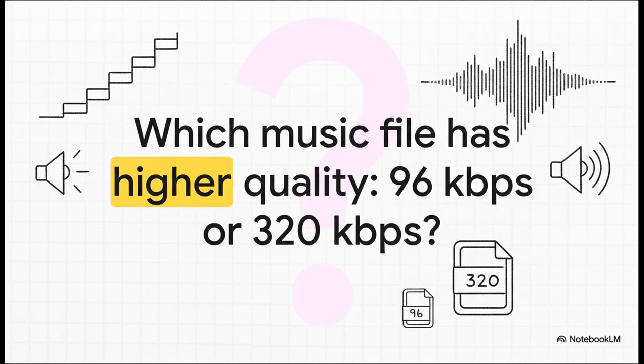All right, last one. Let's bring it all back home to something you use every single day. Music. You see two MP3 files. One is 96 kilobits per second. The other is 320 kilobits per second. Which one is going to sound better? Of course, it's the 320 kilobits per second file. It has a higher bitrate, which means it used more stairs and took more measurements to create a much more detailed, faithful copy of the original analog sound.